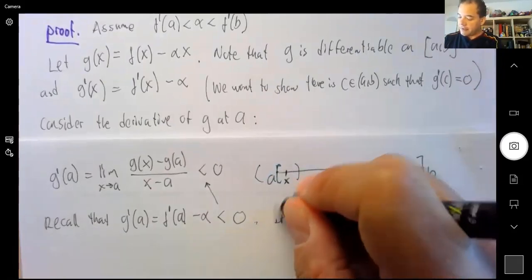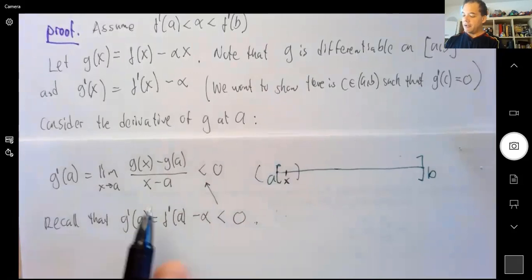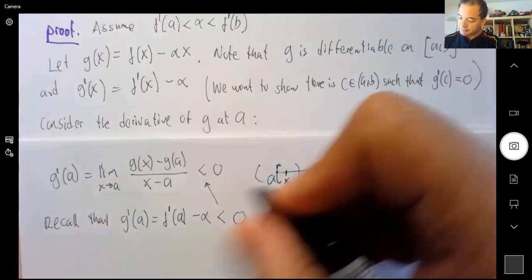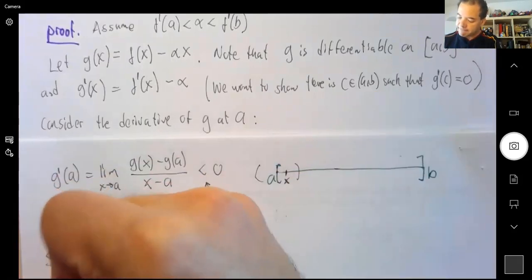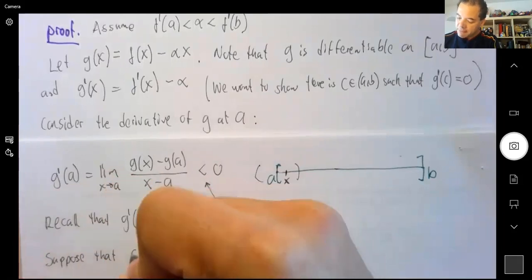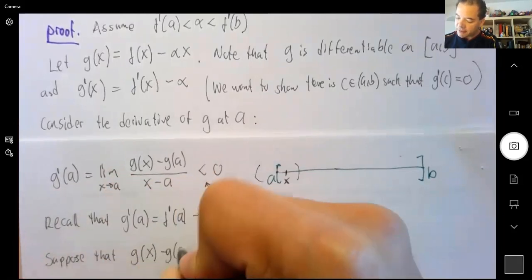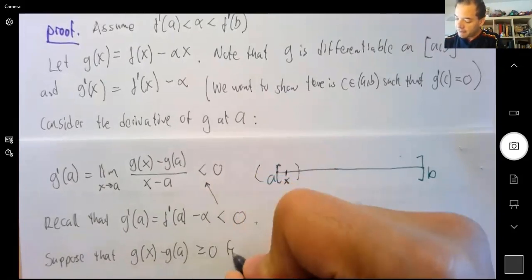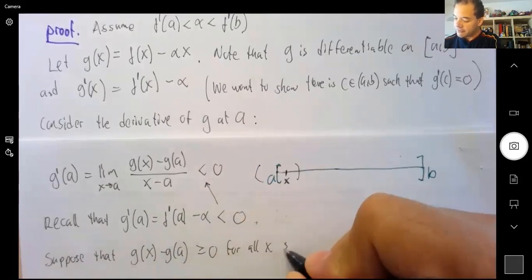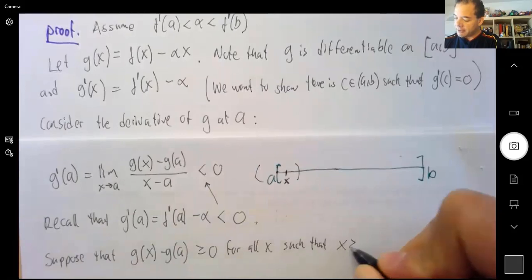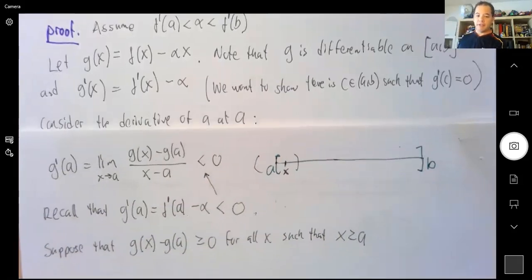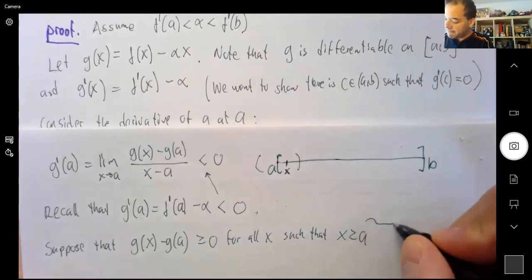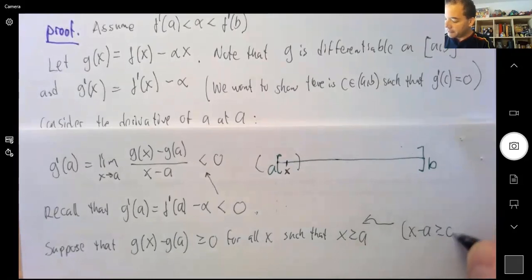so here's what cannot happen, right? So x minus A is actually positive, right? So suppose that, imagine for a moment that g of x minus g of A is positive for all x such that x is bigger than A. Imagine for a moment that happens. Can that happen? Could this be a possibility? Well, this means x minus A is greater than or equal to 0, right?